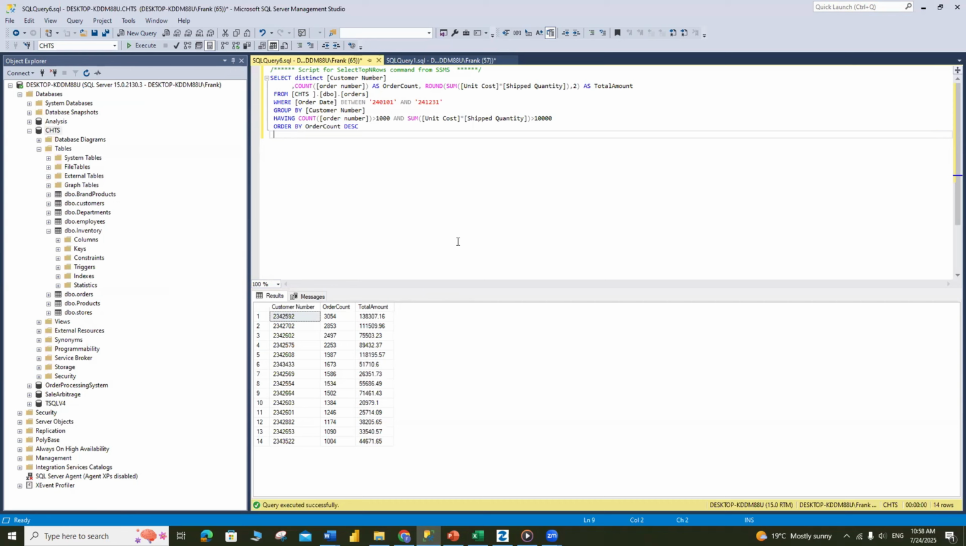Key takeaways. This query is a great example of how SQL can support business intelligence by filtering data by date, aggregating and summarizing metrics, applying thresholds for advanced filtering, sorting results for better insight. If you're analyzing customer behavior, this kind of query is a powerful tool for identifying your top-tier customers.